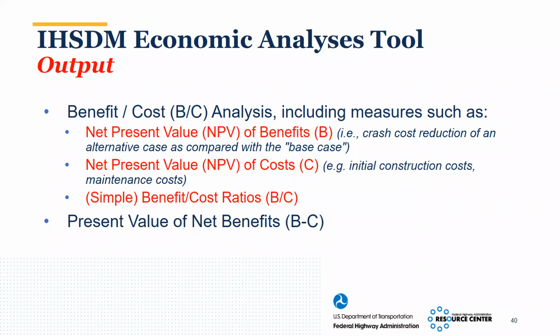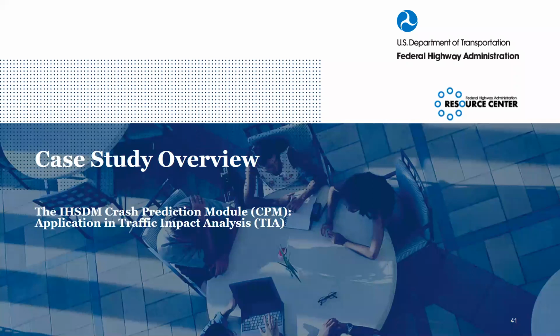The costs, meaning initial construction costs and maintenance costs, are not calculated by the software, but the user would input those. So they give their best estimate of those costs. And from there, benefit cost ratios and present value of net benefits would be determined. So with that, I'm going to turn it over to Ehsan to talk about a case study that will involve some of these tools.